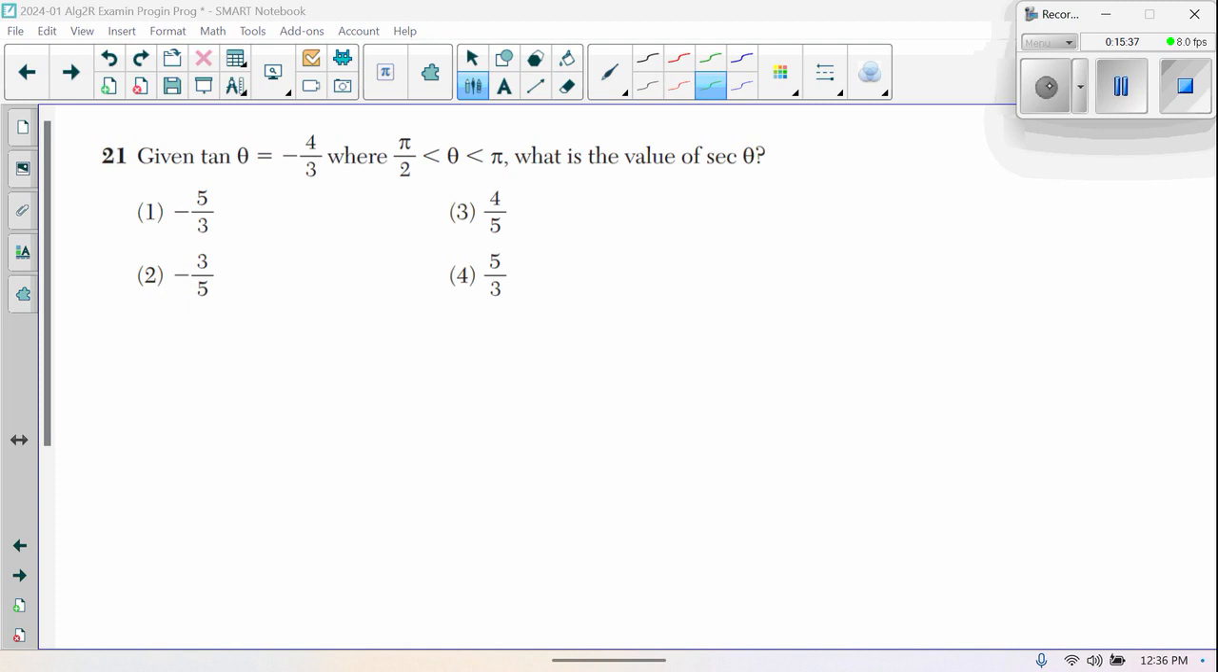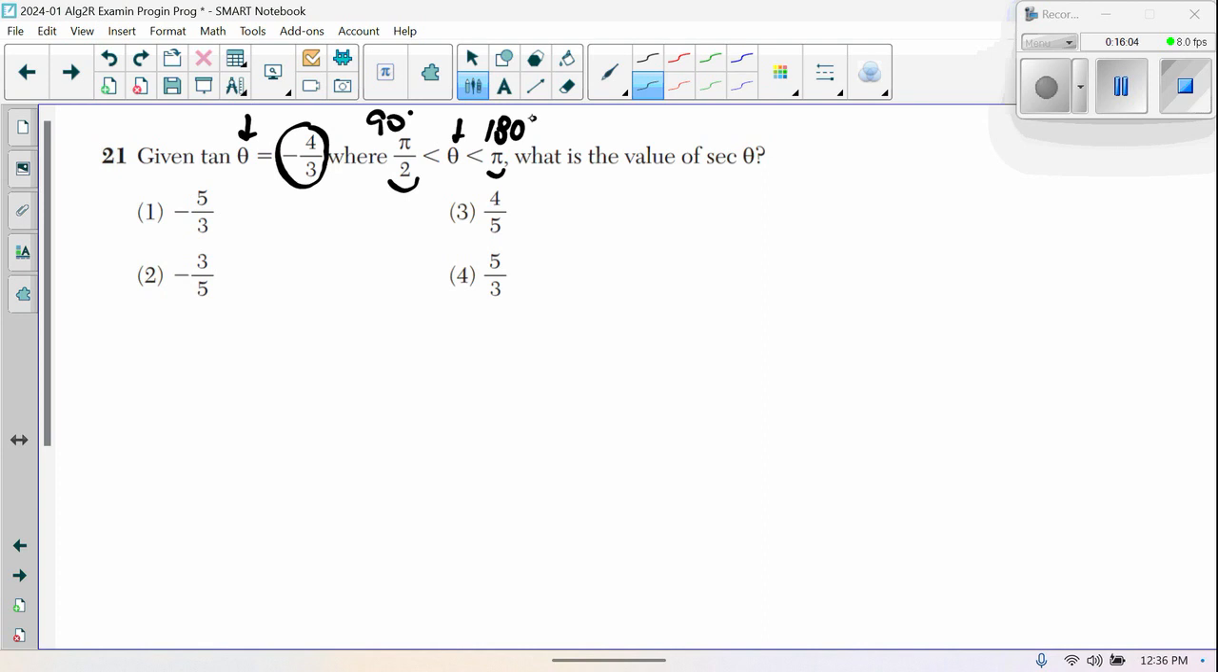All right, so they tell me, if the tangent of theta is negative 4/3, where theta, my degree here, is between pi over 2, which is 90, and pi, which is 180. Between 90 and 180. Okay, what's the secant of theta?